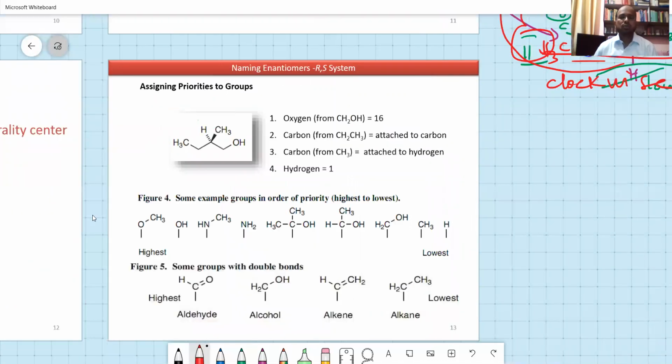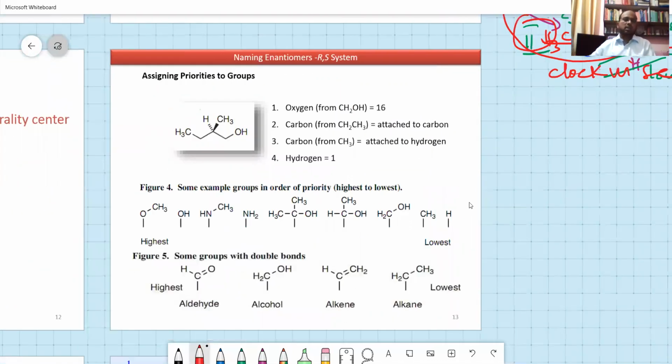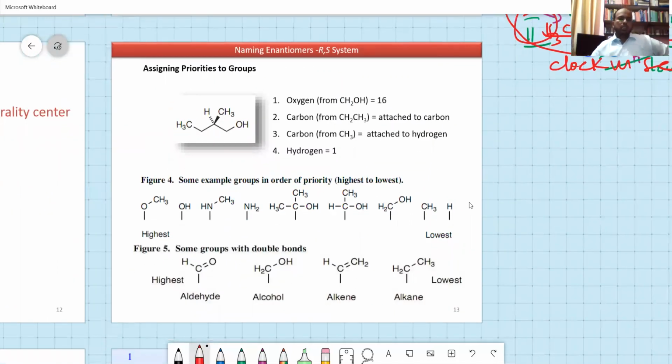Now here are some groups for the priority rules. Some examples in the order of priority. OCH3 has the highest priority because this is 8 and this is 6. This is 8, this is 1. This is 7, this is 6. This is 7, this is 6, 6, 6, 7. So like that, the first atom that is attached will determine it.